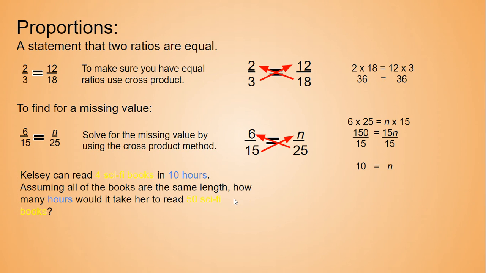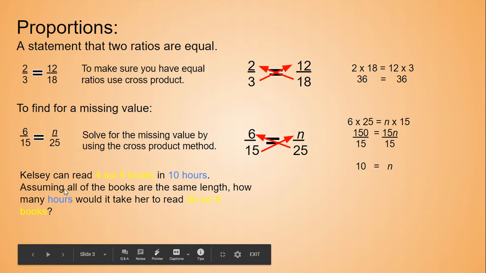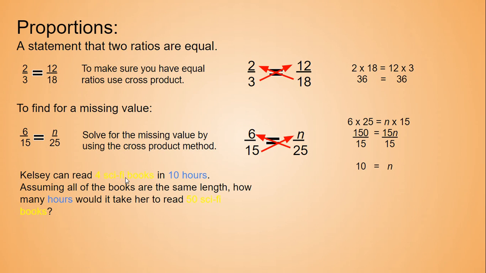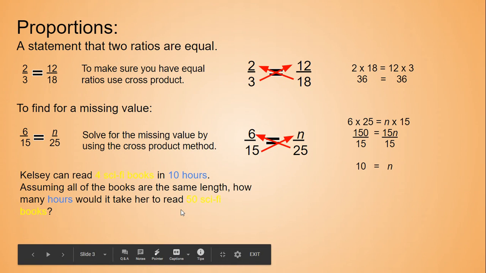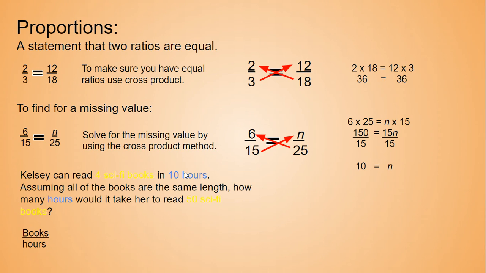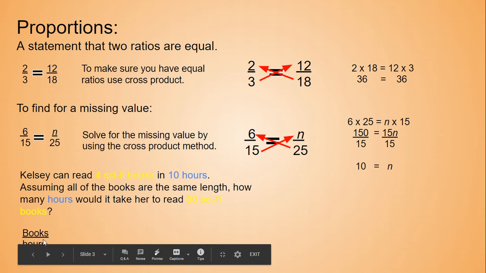So we have a word problem here. In this scenario, Kelsey can read 4 sci-fi books in 10 hours. This statement is our rate for books per hour. Assuming all of the books are the same length, how many hours would it take for her to read 50 sci-fi books? So we're looking for hours. We don't know how many hours for that many books. With our first statement, we have 4 books to 10 hours. This tells us our rate that we want to set up, books over hours.